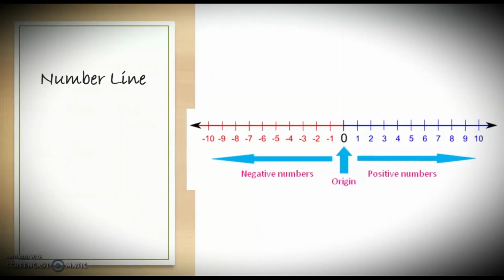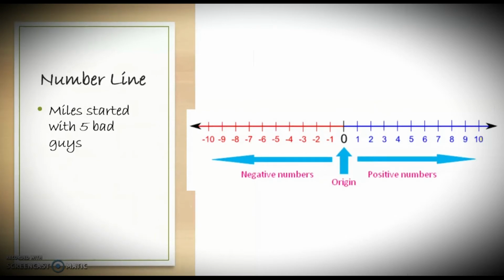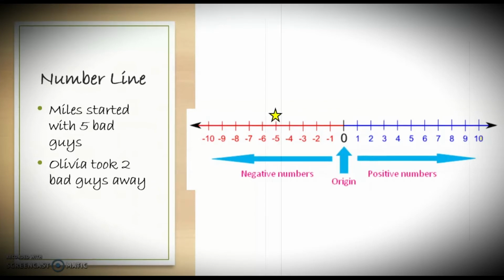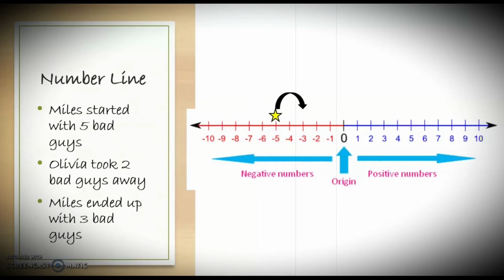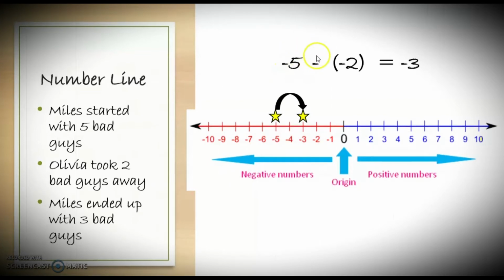That's interesting. If you have negatives and you take away negatives, your value is actually a bigger or more positive number. Let's look at that on a number line. Miles started at -5 and Olivia took 2 negatives away. And Miles ended up at -3, which is a greater value than -5. It's less negatives, which is a greater value.